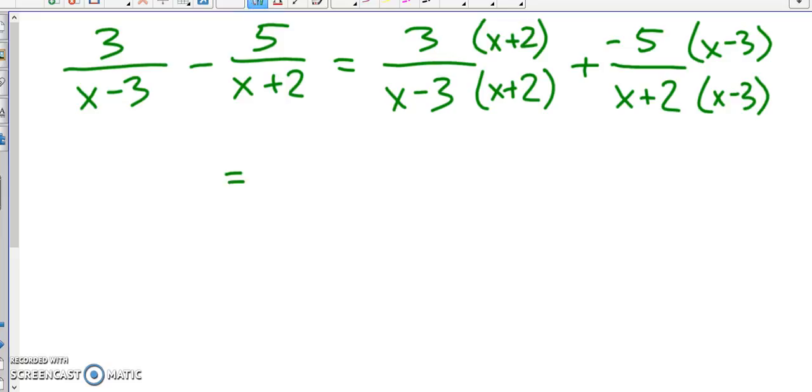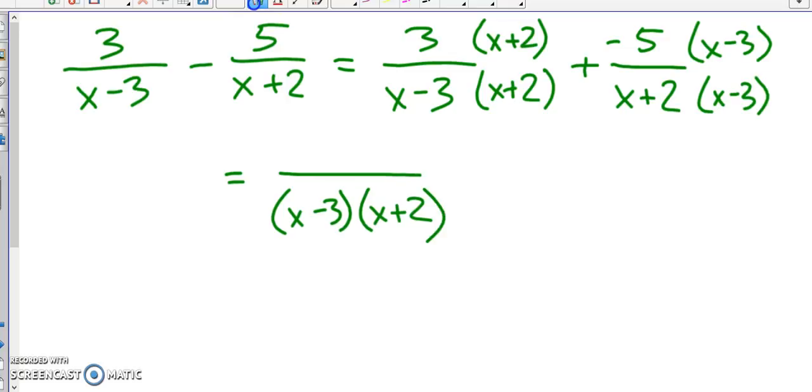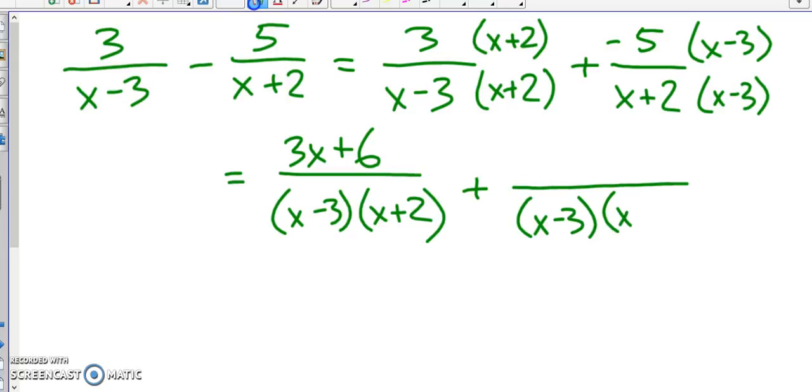So what I'm going to do is on the bottom, I'm going to keep this factored. So x minus 3 times x plus 2. And then I'm going to go ahead and distribute in the numerator. So 3 times x is 3x, 3 times 2 is 6, plus. Now on this one, I've still got x minus 3 and x plus 2. But I'm going to distribute the negative 5. So this would be negative 5x. Negative 5 times negative 3 would be plus 15.